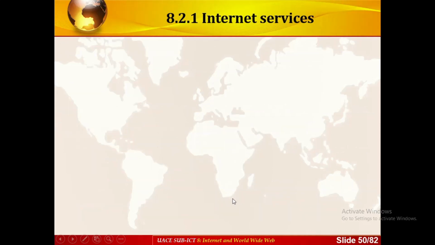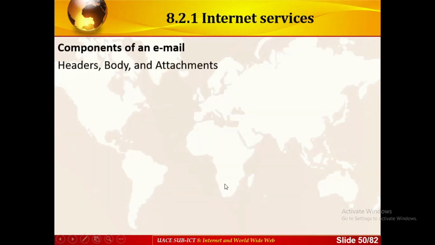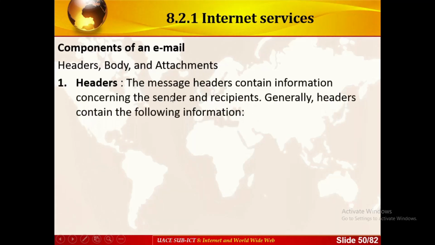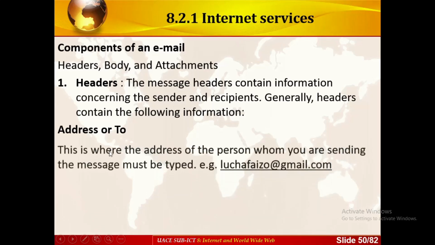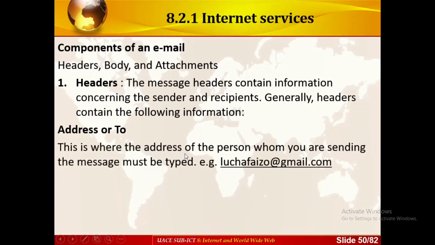Then we can also talk of company server and email. How does a mail look like, or how is it accessed? It must have three components: headers, body, and attachments. First, when it comes to headers, these are message headers containing information concerning the sender and recipients. General headers contain the following information: the address, or To, where the address of the person whom you are sending a message must be typed.